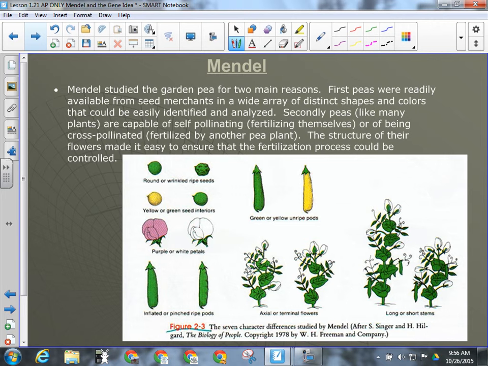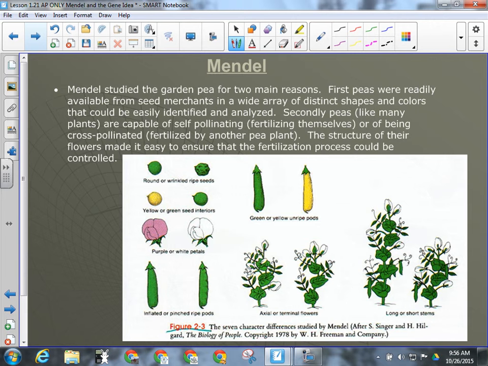Now, which one do you suppose is dominant, green or yellow? Green. How often do you see a yellow pea pod? It's pretty rare. Same with yellow peas. You almost never see yellow peas. They're all green. This is a dominant trait. Other things he looked at were actually on the plants, not the peas themselves: whether the flowers were axial or terminal. Axial means they grow from any branch of the plant. Terminal means they only grow from the tip.